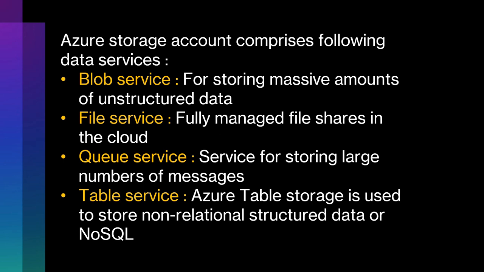So file service is nothing but managed file shares in the cloud, so that if you want to share files between other applications or if you want to share it with your clients, you can do it using file service. So queue service is nothing but for storing a large number of messages. If you are working with IoT devices or some application which needs a huge or constant amount of messages being passed, queue service is used for that. And the last one is table service. Table service is nothing but to store non-relational structured data, or is used to store NoSQL data.